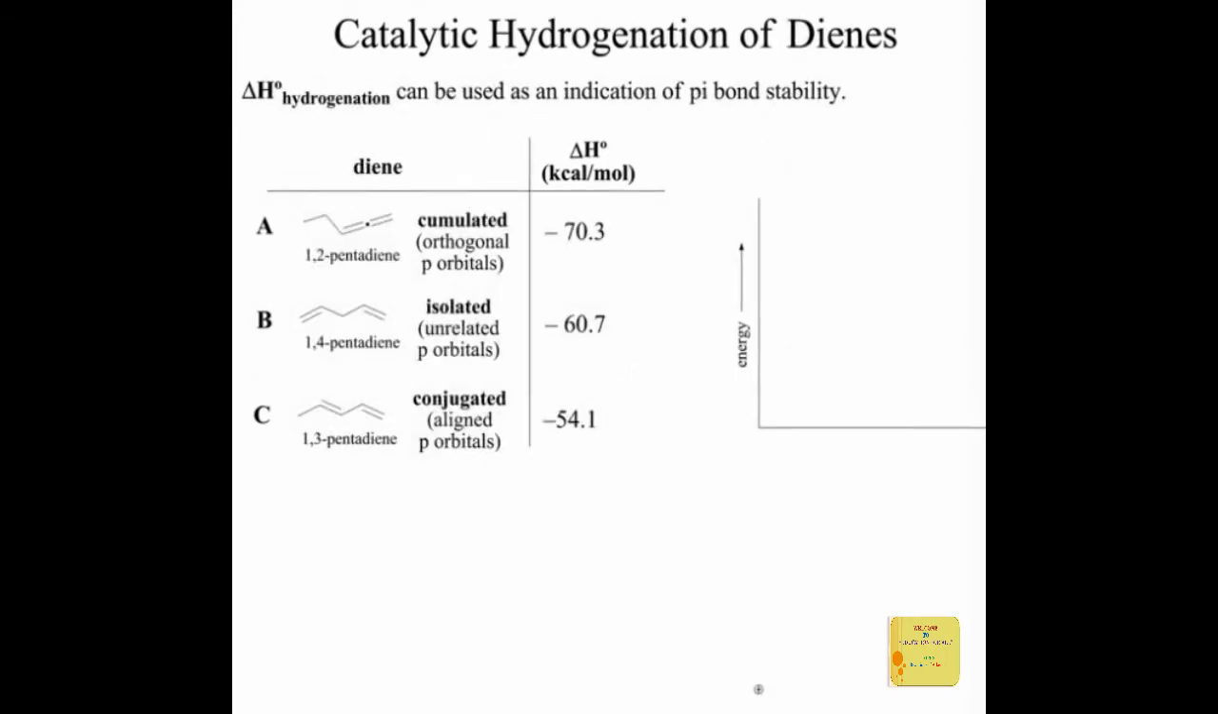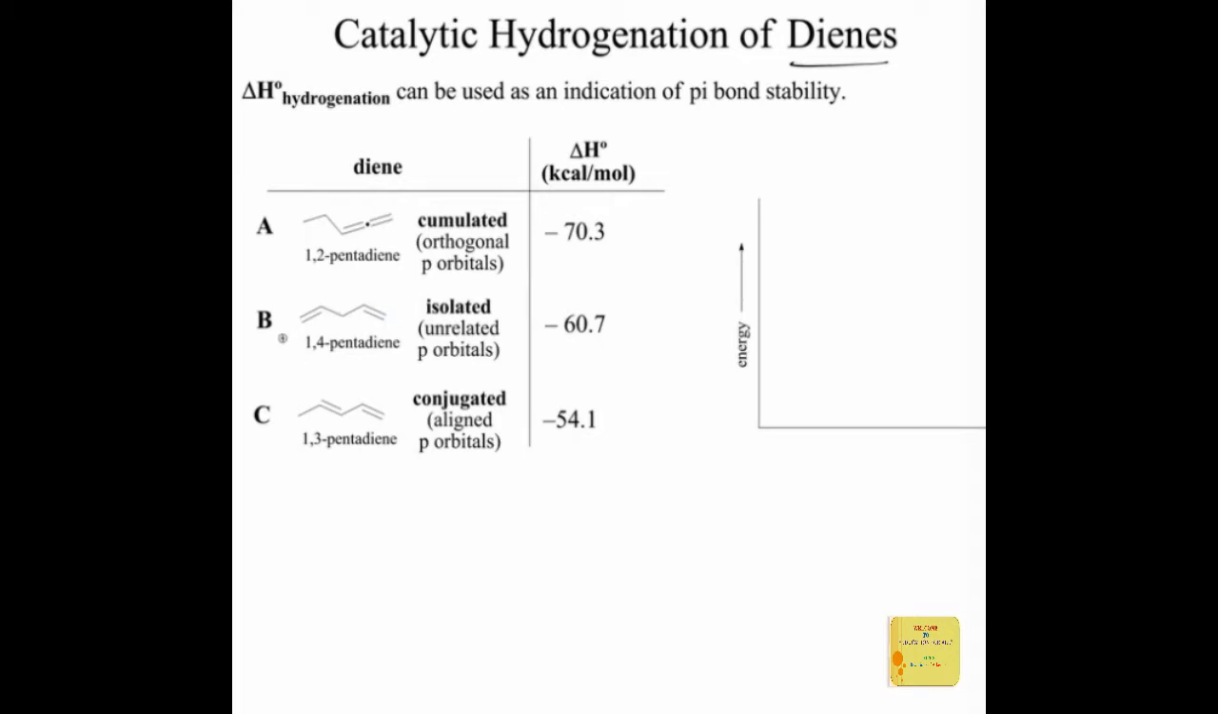This is also useful when we're looking at dienes. If we had two double bonds, what relationships can we have for those two double bonds? There are three possible relationships. They can share a carbon, right next to each other. We call these cumulated systems. The p orbitals on that middle carbon, because it's sp hybridized, are orthogonal. The p orbitals for the first double bond are perpendicular to the p orbitals for the second double bond.